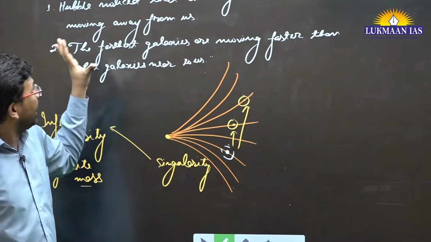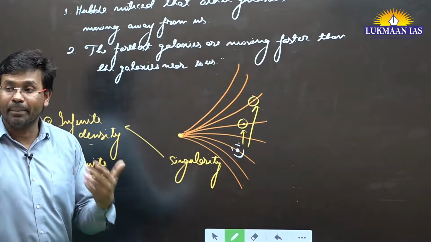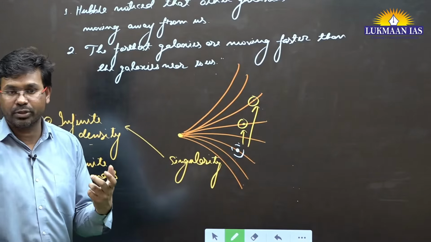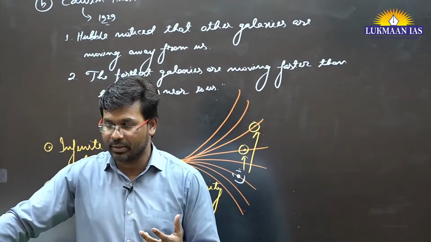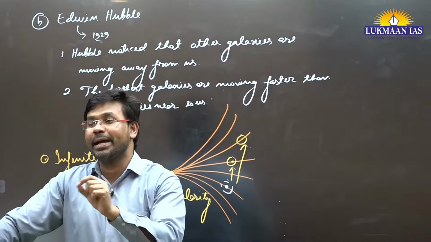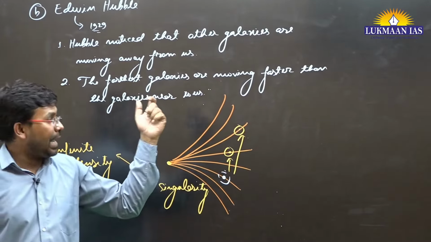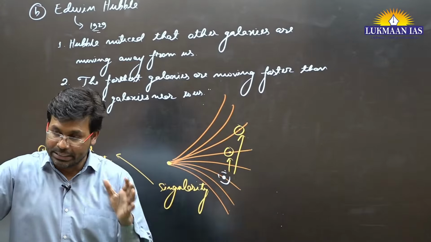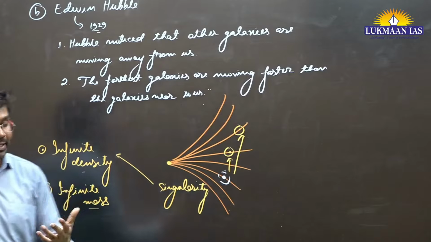And Edwin Hubble has given a law related to this, that is known as Hubble's law. We will discuss Hubble's law in detail, and it becomes very, very important for us. Why? Because if you understand Hubble's law, you will understand the Big Bang theory in detail. You will understand singularity, Albert Einstein's theories, and things related to black holes. A lot of things are there.